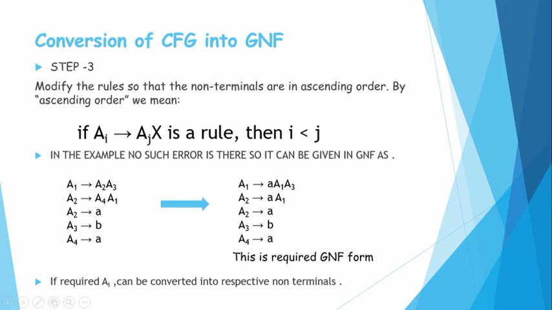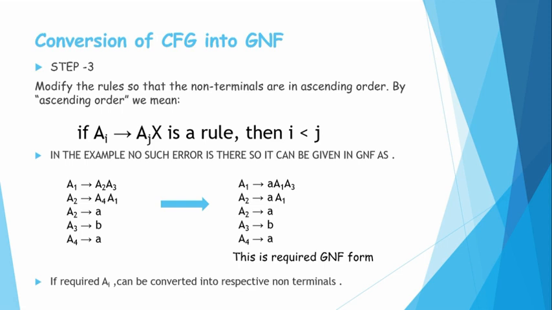So now this is our required GNF form, where the right hand side starts with A, which is a terminal, followed by non-terminals. A2 deriving A A1, starting with a terminal and then a non-terminal, is also acceptable. Now A2 deriving A, this is only a single terminal, which is also acceptable in GNF. In a similar way, A3 derives B and A4 derives A are also acceptable in GNF form.